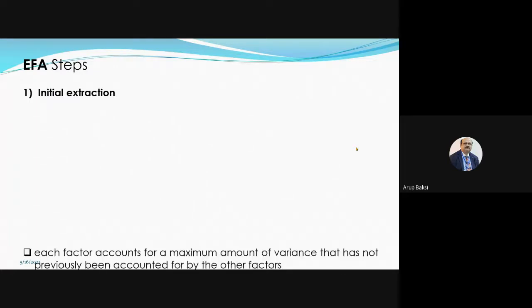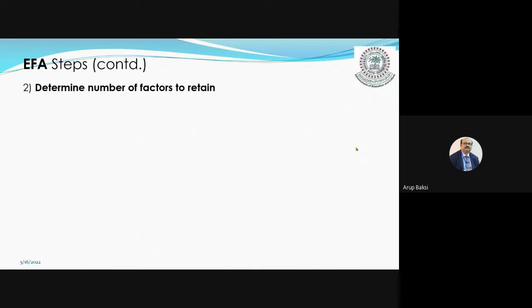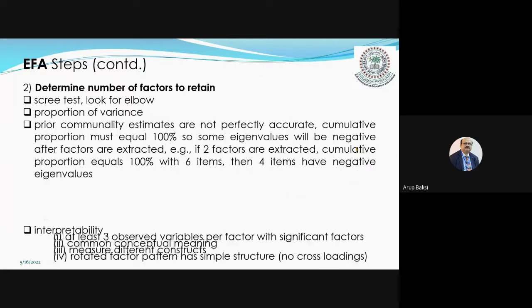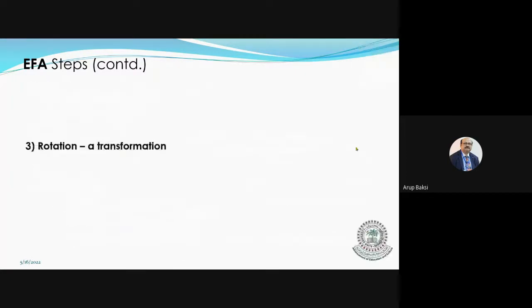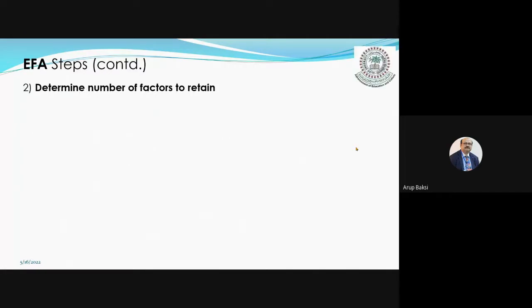Now, what are the EFA steps that are normally followed? There is an initial extraction. There is a determination of the number of factors to be retained, and we go for the Scree test, the proportion of variance, interpretability, etc. Then we go for a rotation or a transformation. We go for interpretation of a solution. So there are essentially 4 steps. One is the initial extraction of the factors. There can even be an unrotated factor extraction also. Now, to check the unidimensionality, we go for the rotation.